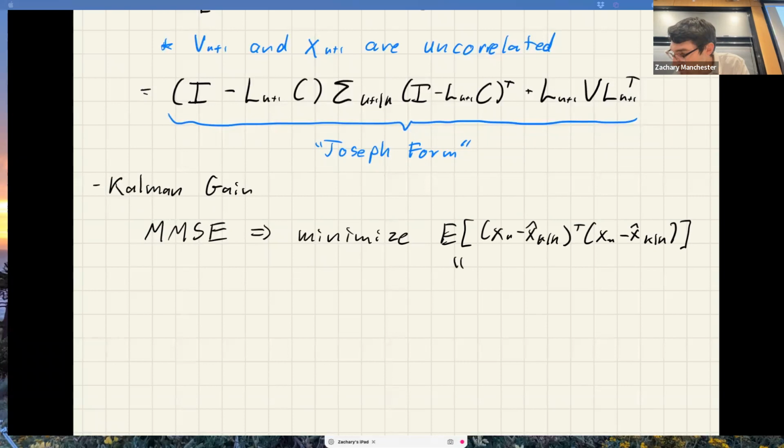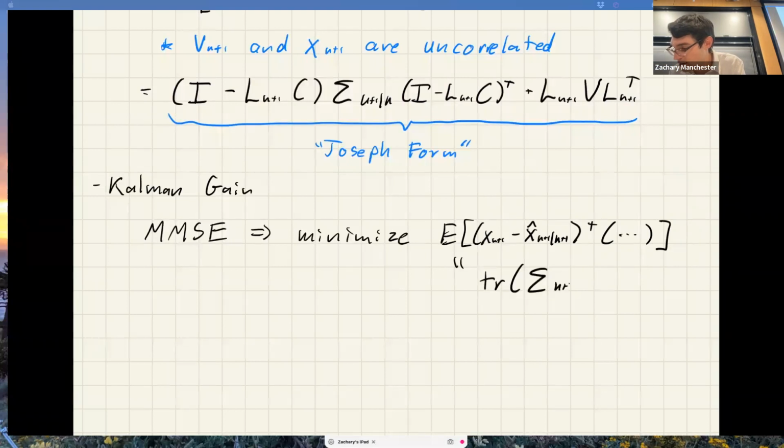Those should all be k plus 1s. It's just annoying to write this extra stuff, sorry. Okay, so we want to minimize the expectation of (x_{k+1} minus x hat_{k+1|k+1}) transpose times itself. This is equal to the trace of sigma k plus 1 given k plus 1. That makes sense, right? That's the definition.